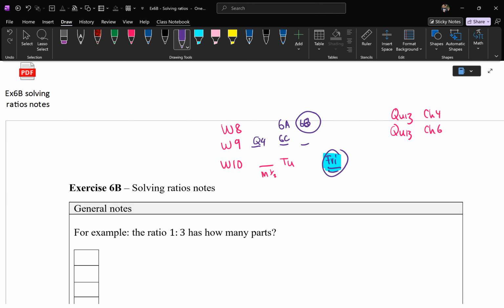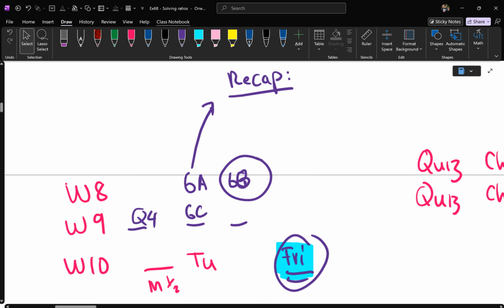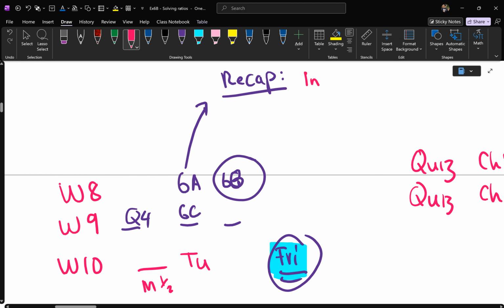Okay, so yesterday's lesson, let's recap. What was exercise 6A about? Can I please have Ryan? What do you remember about 6A? What do we do? Very good. We did an intro to ratios.